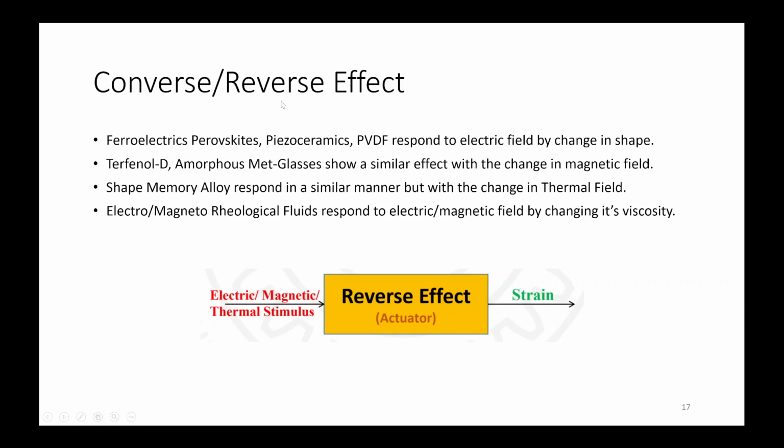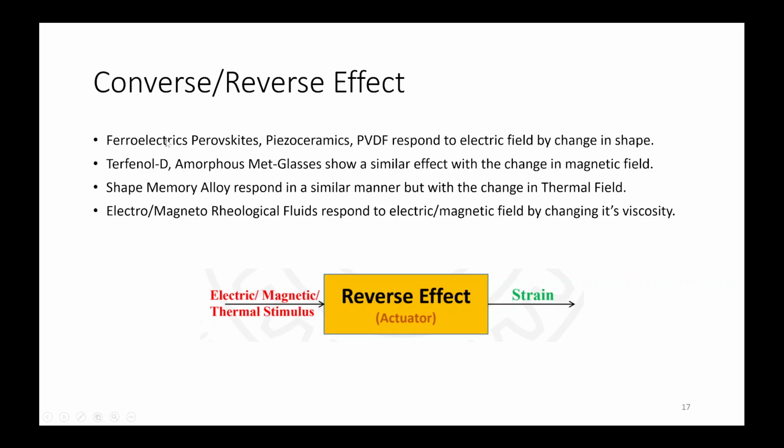In case of converse or reverse effect, what will happen? There will be electric, magnetic, thermal stimulus. These can be converted into strain. So these materials show reverse effect, and these can be used in making actuators.